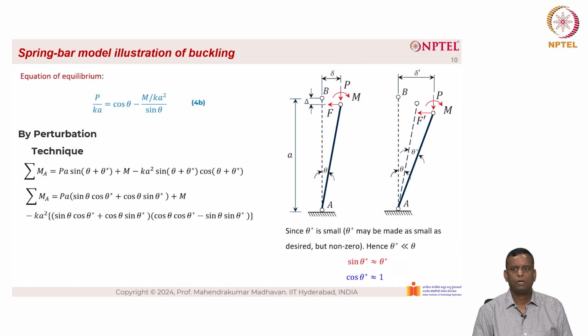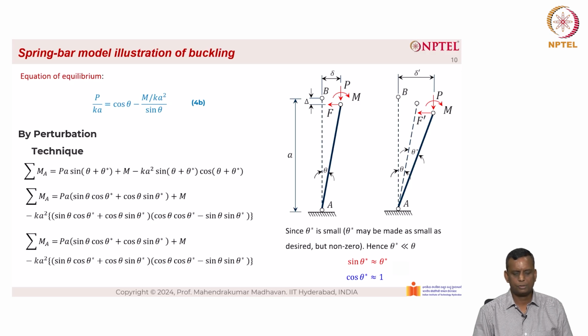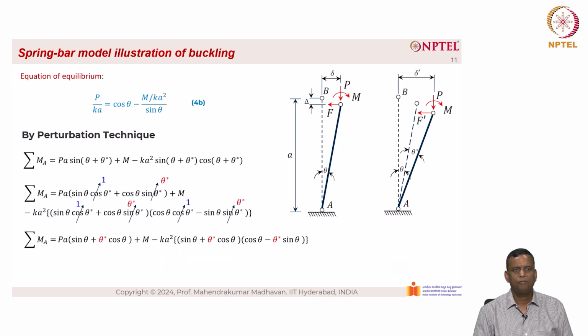Since theta star is very small, we will conclude that sin theta star equal to theta star and cos theta star equal to 1. Applying this, we get the equation further reduced, as you can see here. So, this cos theta star becomes 1 and sin theta star becomes theta star. Similarly, at other locations as well. When we further simplify, we get sigma Ma equal to Pa into sin theta plus theta star cos theta plus M minus Ka square into sin theta plus theta star cos theta into cos theta minus theta star sin theta. Again, we can expand this by multiplying inside.